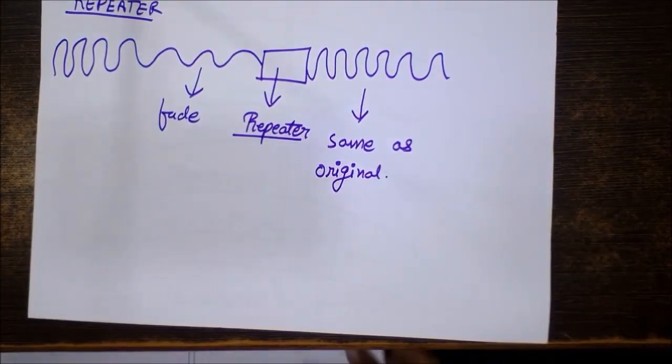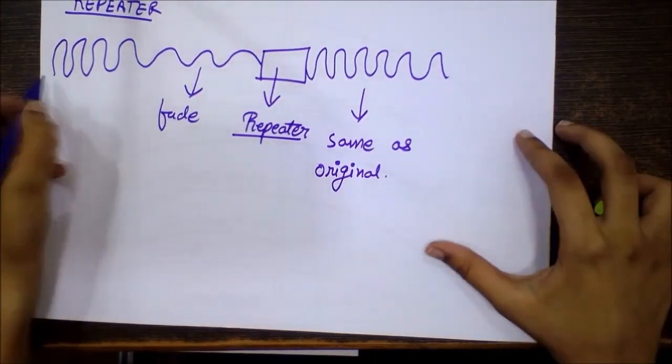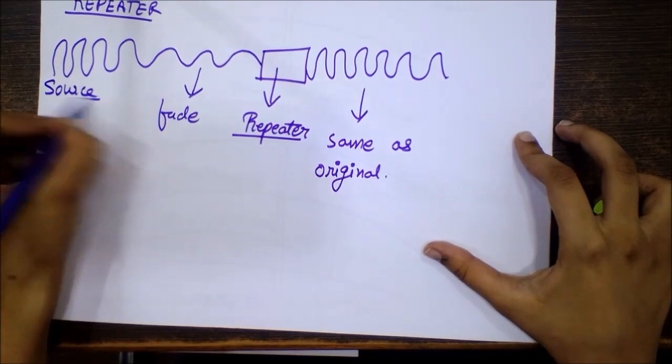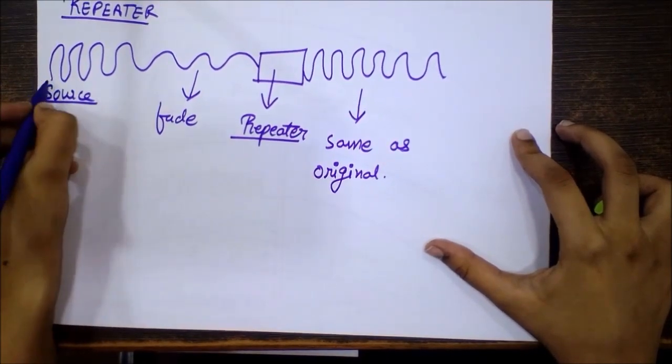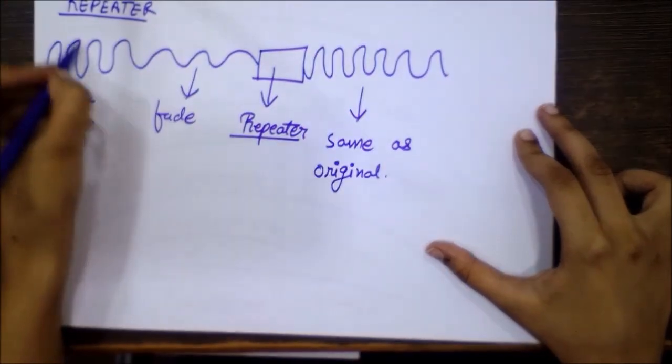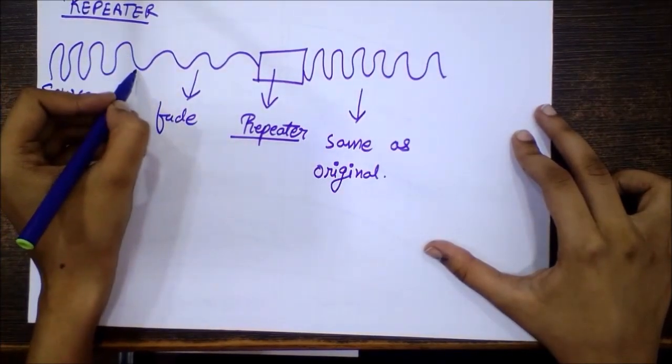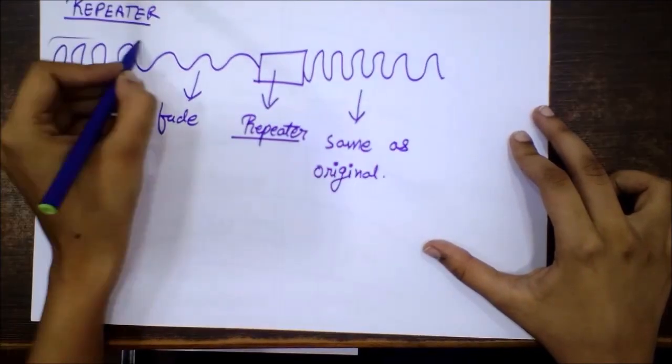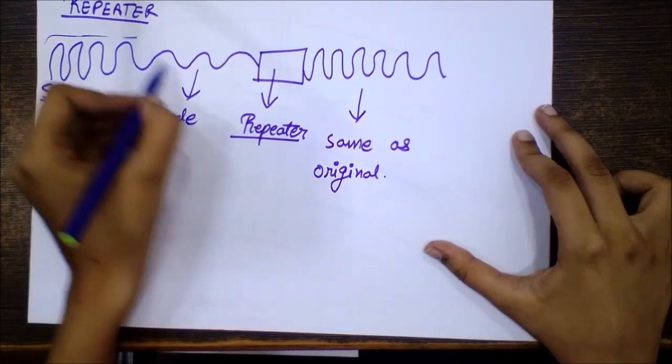Moving on to repeaters. For example, this is my source of the signal, and the signal is moving on. After some point of time, after traveling a certain distance, the signal gets faded.